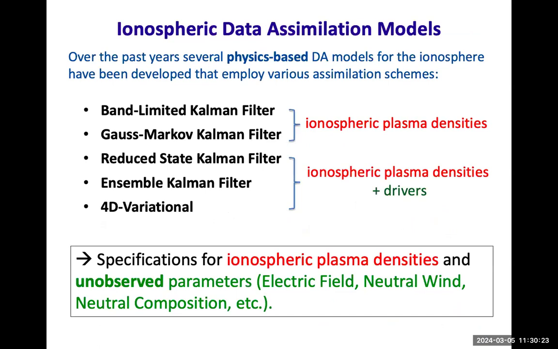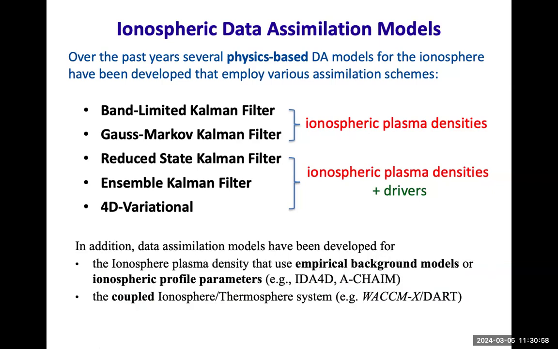So we have these different types of data assimilation models that have emerged over the years. Some of them do specification of ionospheric plasma densities, and others also go after these unobserved parameters: electric fields, neutral winds, neutral compositions, and so forth. Now, these are generally the case for the physics-based data assimilation model for the ionosphere. Of course, there are others than these.